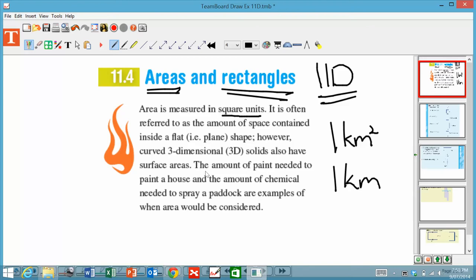So for example here, the amount of paint needed to paint a house and the amount of chemical needed to spray a paddock are examples of when area would be considered. Okay, and again, that's stuff you will use in everyday life, definitely.